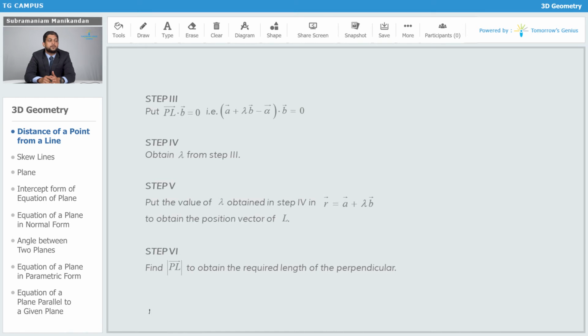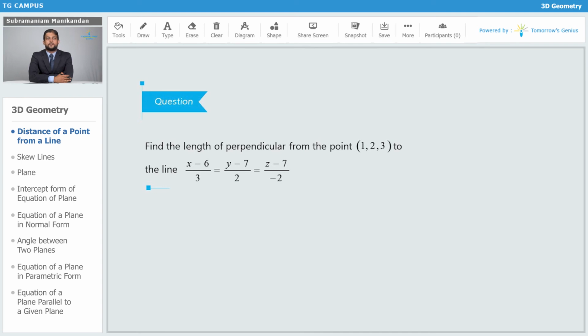to obtain the position vector of the foot of the perpendicular L. Now that we know L, we can get the vector PL bar as the position vector of L minus the position vector of P, and from there we obtain the required length of the perpendicular from the given point P. And that is the procedure that we follow to find the shortest distance between a given point and a given line in 3D geometry. Let's look at some examples to help us understand this procedure much better.